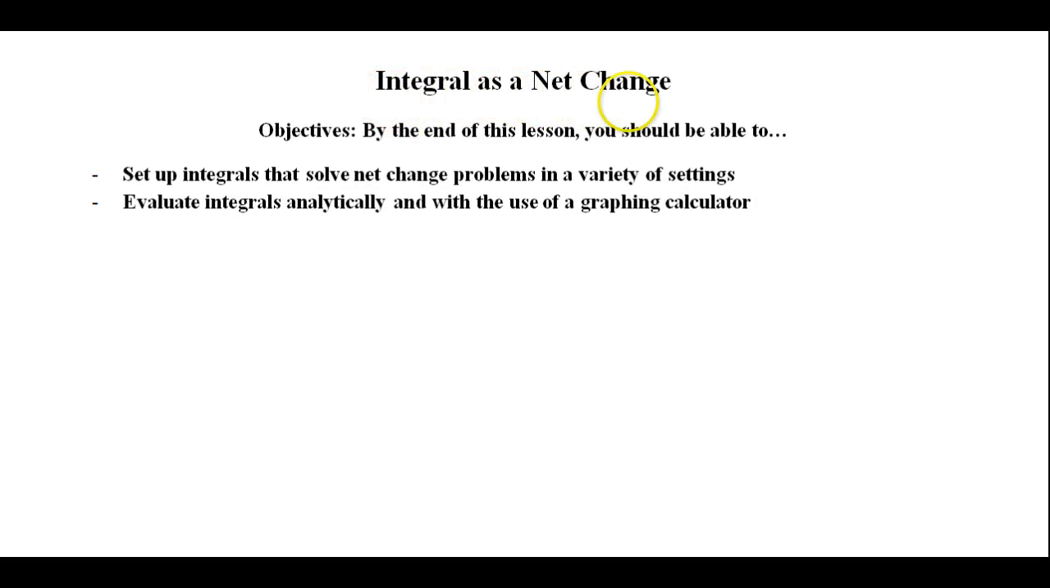The integral as a net change. Objectives. By the end of this lesson, you should be able to set up integrals that solve net change problems in a variety of settings, and evaluate integrals analytically and with the use of a graphing calculator.